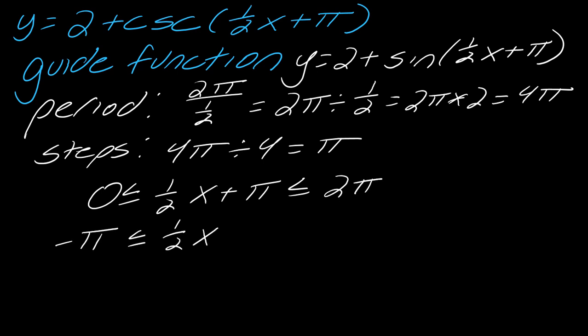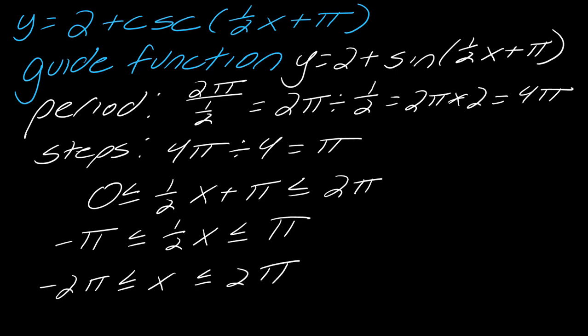So I can just go through all that, multiply all sides by 2 to get negative 2 pi is less than or equal to x is less than or equal to 2 pi. So great news, setting up the table for this one will be much simpler.